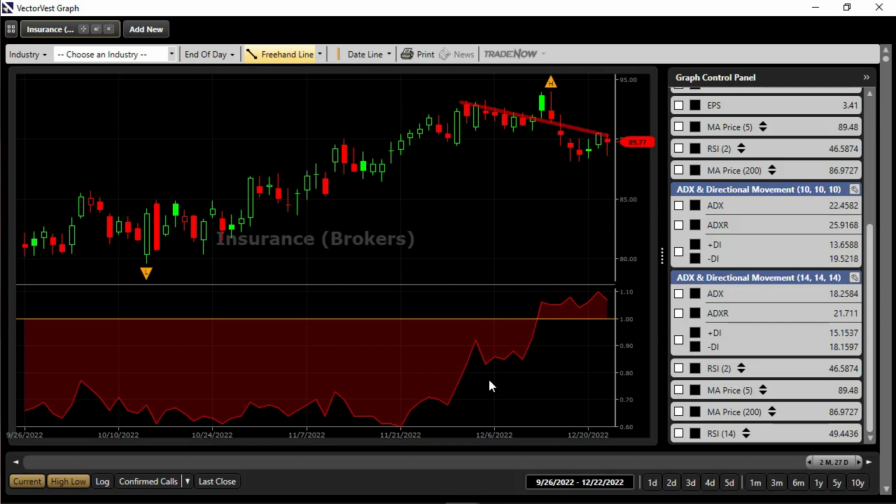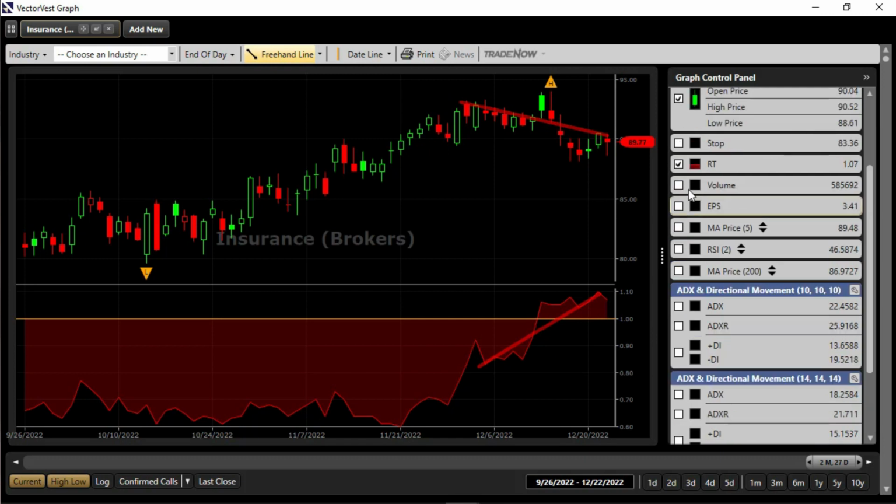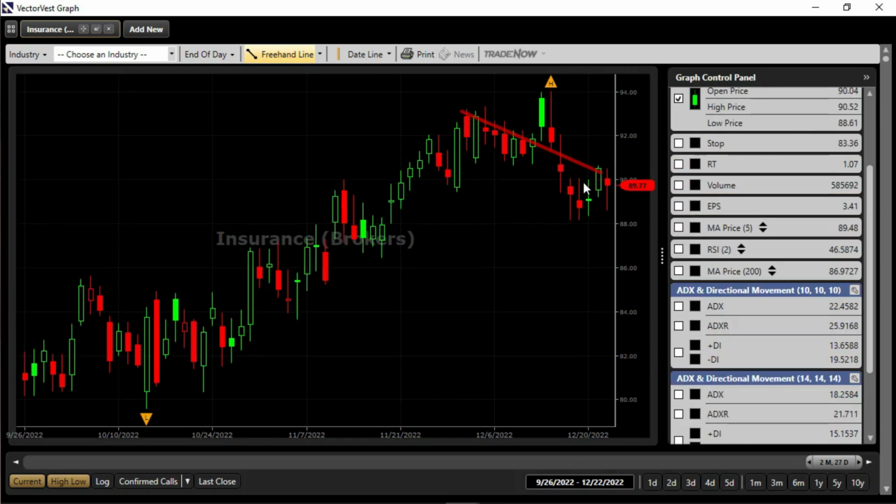Look at the relative timing here. Relative timing has hit a series of higher highs and higher lows, while the price of the industry group is doing the opposite. So this is a bullish divergence. Price of the industry moving lower. Again, without an indicator, it does appear that the downtrend here is underway. Now it's a new downtrend, right?